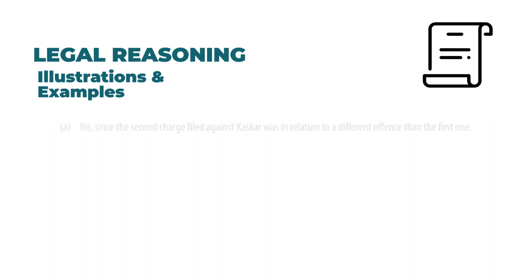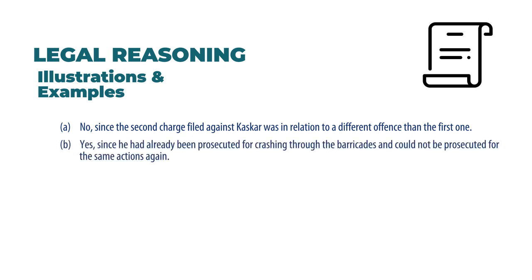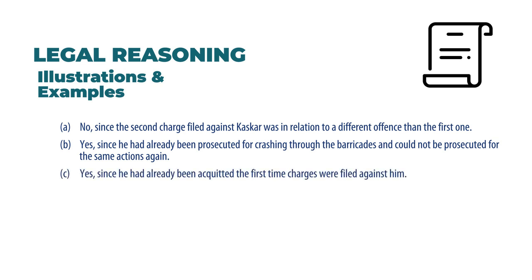Your options are A. No, since the second charge filed against Kaskar was in relation to a different offence than the first one. B. Yes, since he had already been prosecuted for crashing through the barricades and could not be prosecuted for the same actions again. C. Yes, since he had already been acquitted the first time, charges were filed against him. Or D. No, since he was long suspected of having committed several offences.